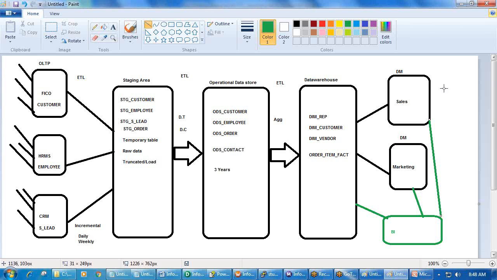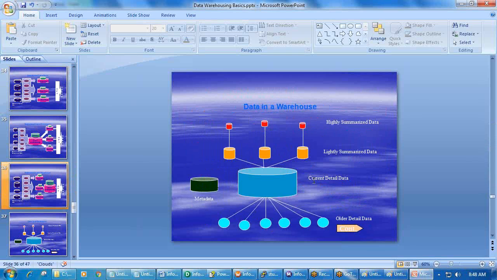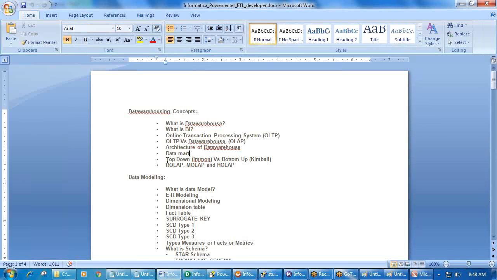So this is how we define the data warehouse. There are different architectures, which we will discuss tomorrow: what the different architectures available are, and the difference between the top-down and bottom-up approaches. From there, we'll move on to data modeling in tomorrow's class. Today's class we covered till here, data marts and all those. Tomorrow we'll understand the different architectures and the different OLAP tools. Right. Any other questions? All right. That's it.